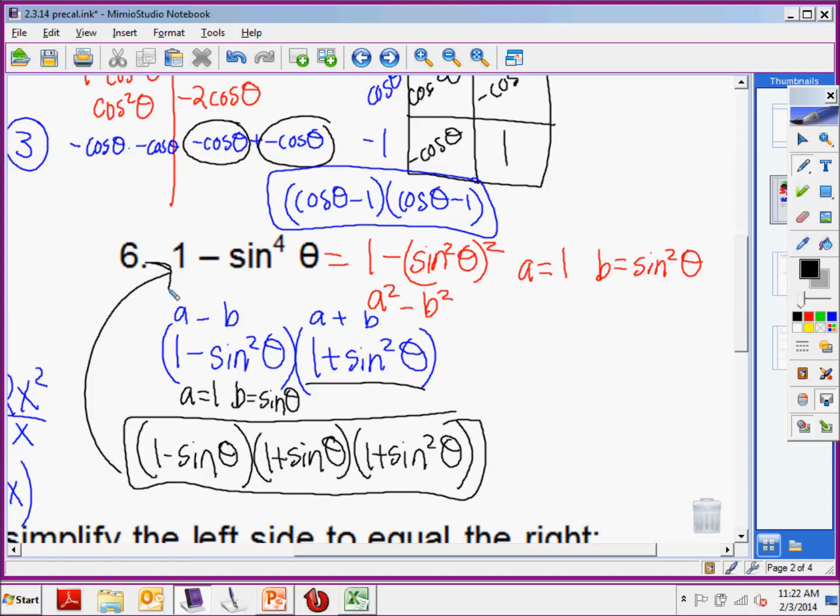Okay? All right, so that's difference of squares. There will be a practice problem for you on your classwork, so please give it a shot. On your classwork, instead of having 1, I think it's sine to the 4th and cosine to the 4th.